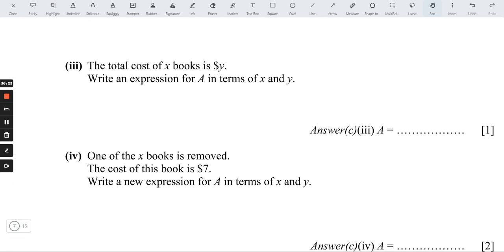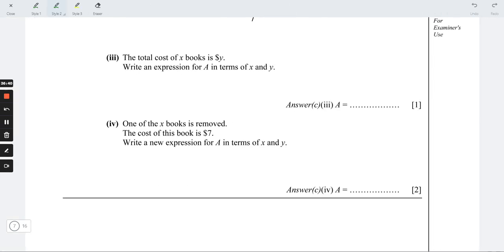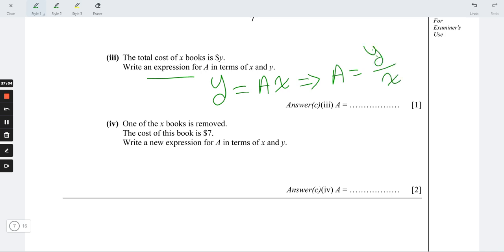Now next, the total cost of X books is Y dollars. Write an expression for A in terms of X and Y. So the total cost is Y. Y equals X books, so A dollars times X. That means A equals Y over X.